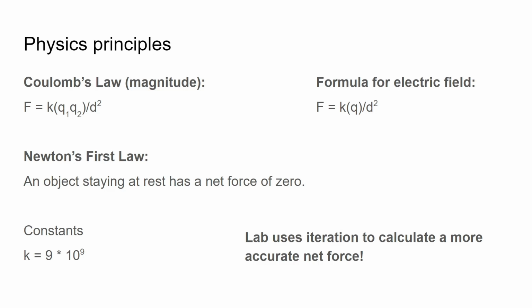The lab also uses Newton's first law of motion, as it relies upon the concept that an object at rest must have a force of zero to stay at rest. Essentially, the point when the electric force on the tape cancels out the force of gravity on the tape is when the two forces are equal. This fact will be used to find the electric charge on the tape. Finally, the lab relies on the iteration of the forces of several particles on each other to construct a more accurate net force acting on one object from another.